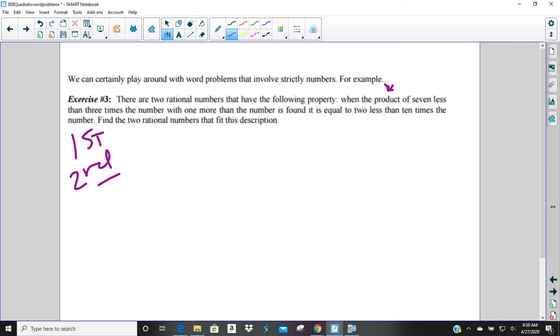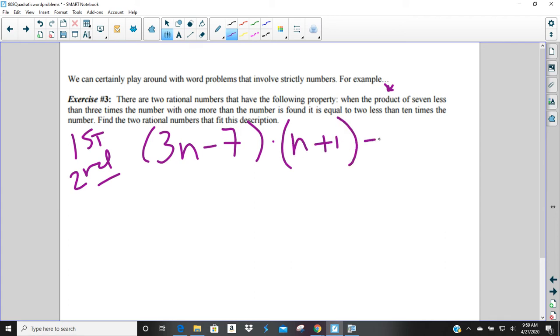Okay. 7 less. So sorry about that. I don't know why I had to say it so many times. 3 times the number minus 7, the product of 7 less than 3 times the number, with, so the with is the multiplication, 1 more than the number, n plus 1, is equal to 2 less than 10 times the number.